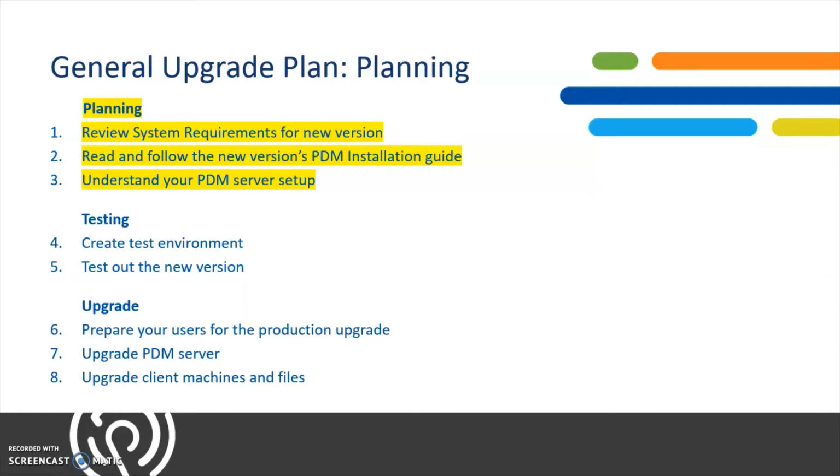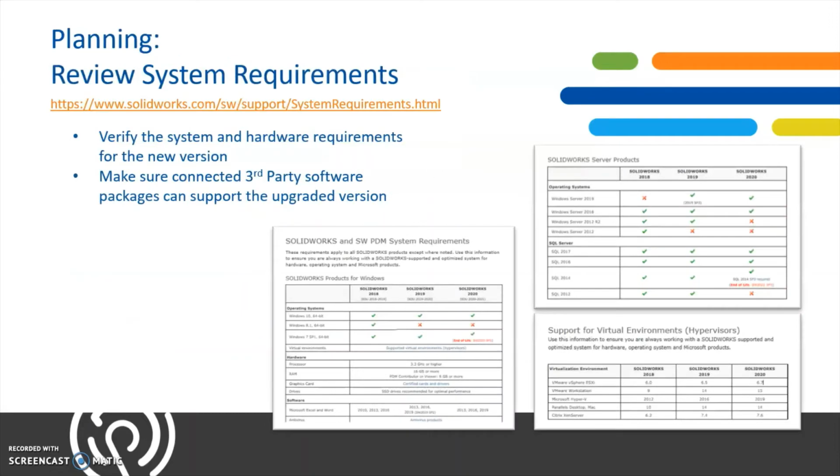The first section of the upgrade plan is planning. Review the system requirements. The new version may have more stringent system and hardware requirements. This applies to both the server and the client. Also, if you use any third-party integrations with SOLIDWORKS or PDM, please check to see if they support the new version.